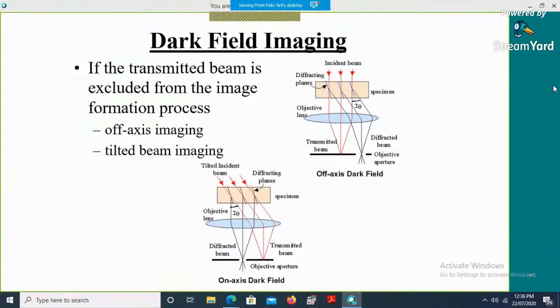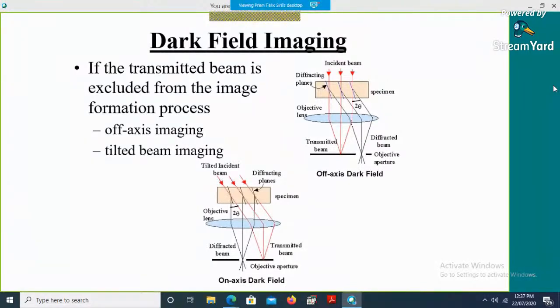But in a dark field image, the transmitted electrons are cut off, and only the diffracted electrons are used for constructing the image. This can be done in two ways. Either you insert an aperture so that the transmitted beam is cut off and only the diffracted electrons are allowed to pass through, and then you construct the image. Or you tilt the electron beam and align it in such a fashion that the primary transmitted electrons are cut off. This is called off-axis imaging or tilted beam imaging.